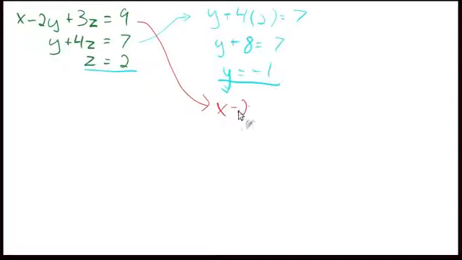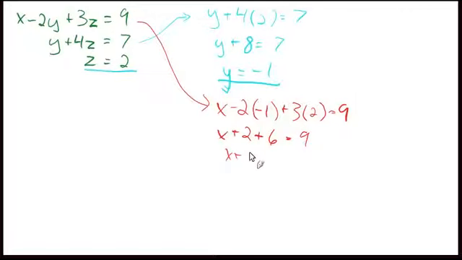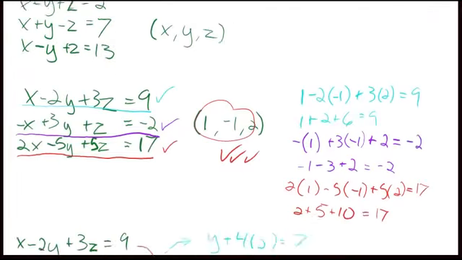X minus 2 times, we're going to put negative 1 in here for y, plus 3 times 2 for z equals 9, we hope. And x plus 2 plus 6 equals 9. So x plus 8 equals 9, and x equals 1. So there's that. So the solution is x is 1 and y is negative 1 and z is 2. That might look familiar to you. That's the solution to this system.